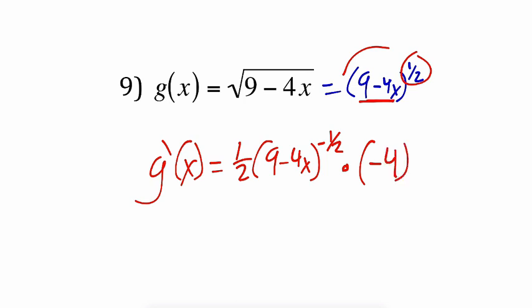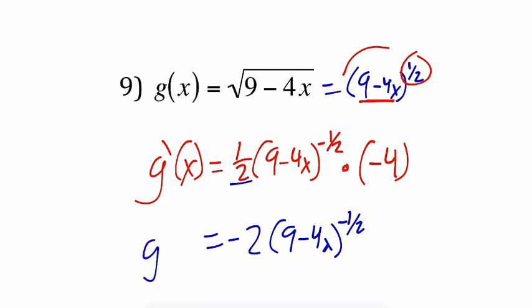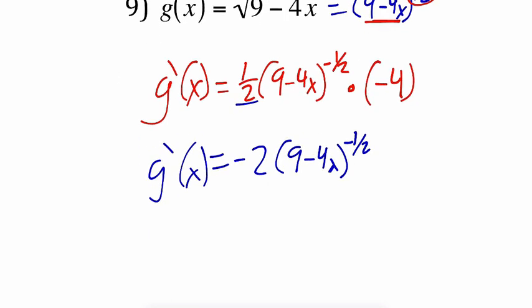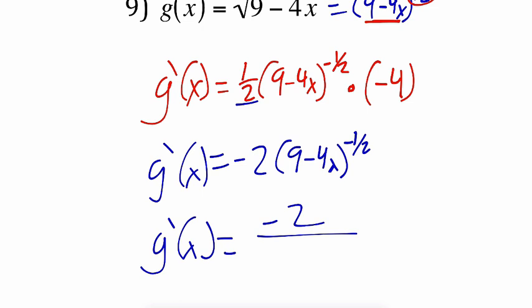Now we can combine some like terms, or at least multiply this out to simplify it. We got 1/2 times negative 4. Let's just make that a negative 2. So we got negative 2 times, well, I'm just going to take this in one more step than I was planning, 9 minus 4x raised to the negative 1/2 power. This is again g prime of x. And again, with the negative 1/2 power, the negative means it's got to go to the denominator. So we got negative 2 over, and since it's going to be in the denominator and it's a 1/2, it's going to be the square root of 9 minus 4x.